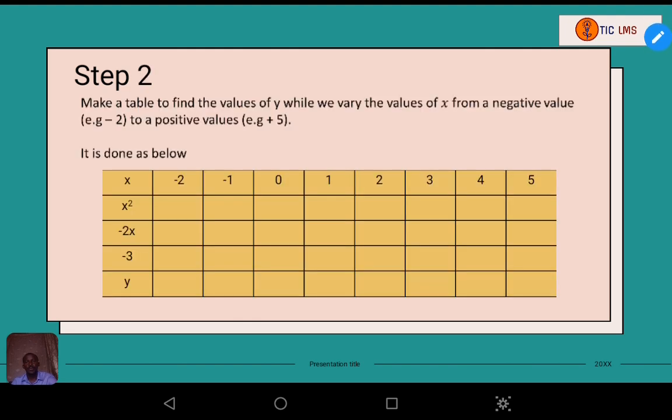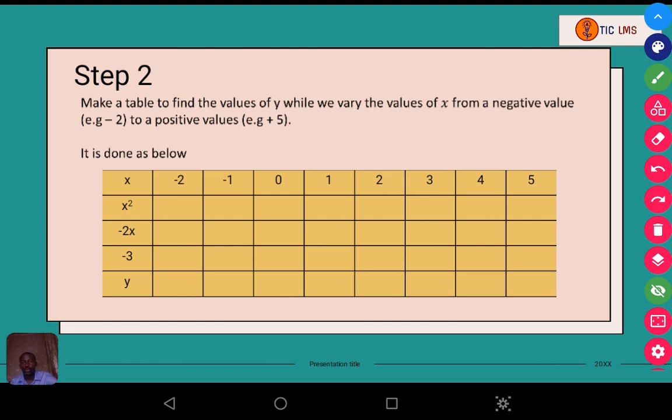Now the next step is to make a table to find the values of y while we vary the values of x from a negative value, e.g. -2, to a positive value of +5. Okay. Now there are questions where you'd be given the range of values of x to use. For example, it could be -2 to 5, it could be 0 to 3, and so on and so forth. But if you're not given, you are free to pick a range of values that spans from a negative to a positive number. So how then do we work on this?